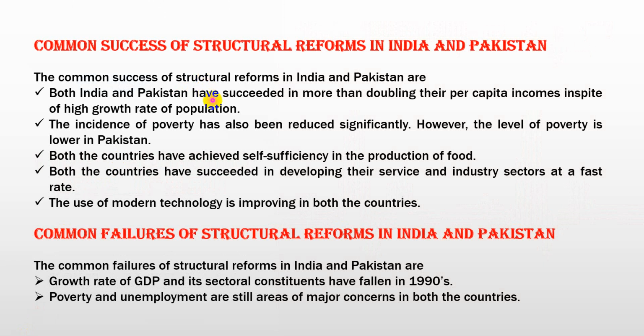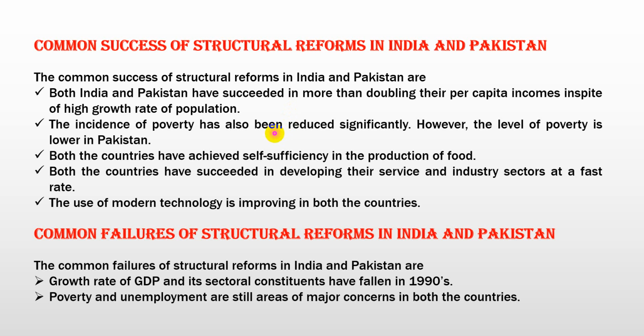The common successes of structural reforms in India and Pakistan are, both India and Pakistan have succeeded in more than doubling their per capita incomes in spite of high growth rate of population. So both India and Pakistan increased their per capita income, that is more than double, but at the same time there was high growth rate of population in both the countries. The incidence of poverty has also been reduced significantly. However, the level of poverty is lower in Pakistan. So India has greater level of poverty compared to Pakistan.